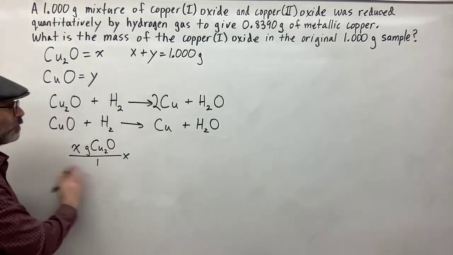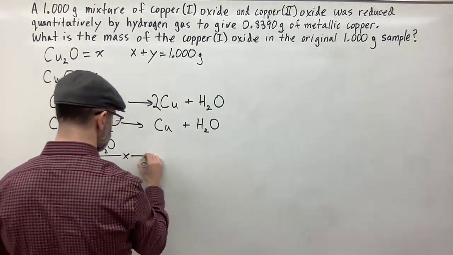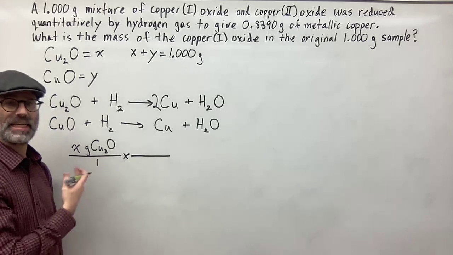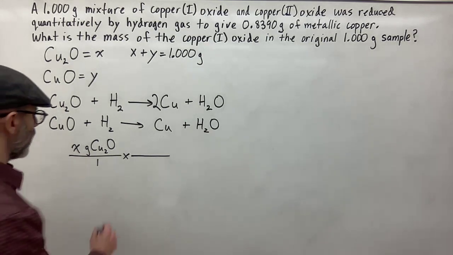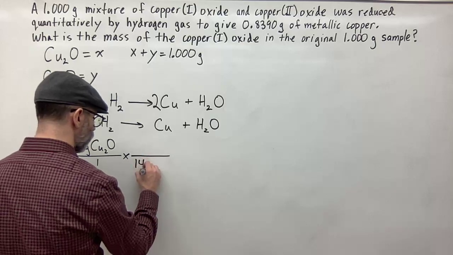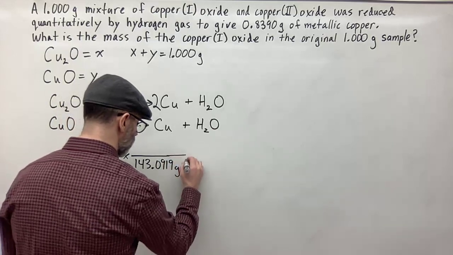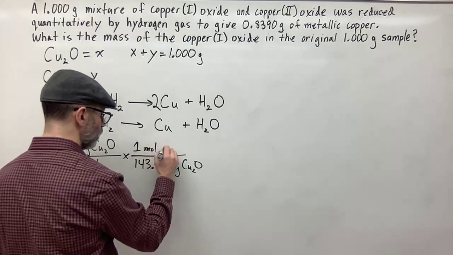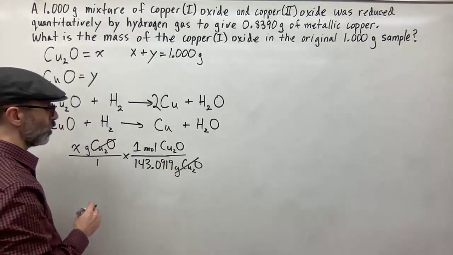And all I'm going to do is convert until I get to copper. I'm going to convert grams of Cu2O to moles. I need to use the molar mass. So when I calculate the molar mass, I get 143.0919 grams of Cu2O, and over that is going to be 1 mole of Cu2O. So grams cancels out. So now I have moles.